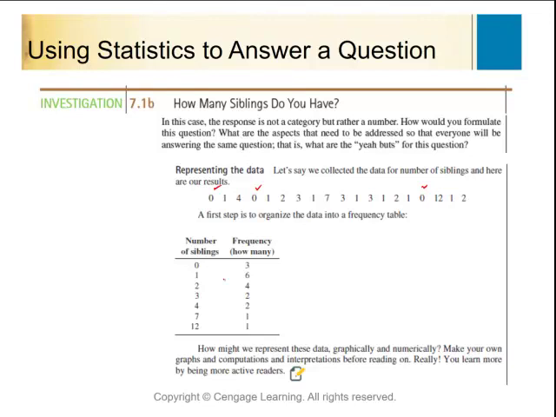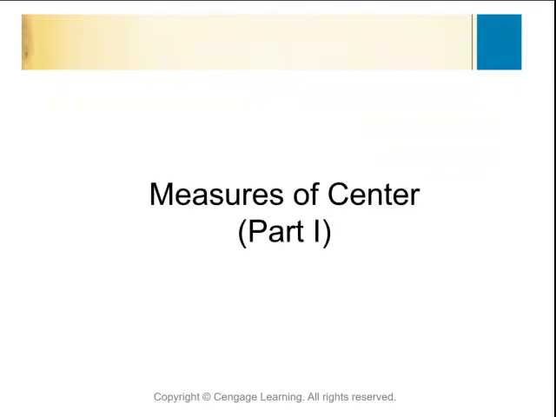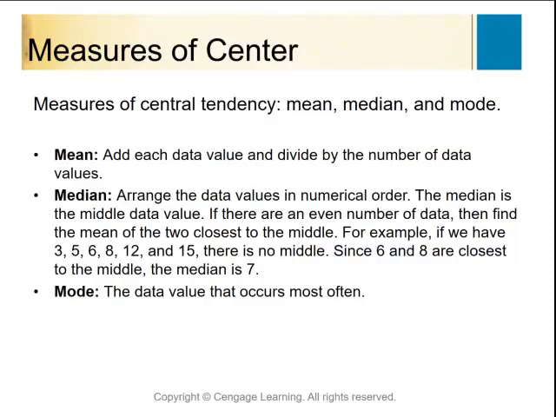Another thing you could do is a stem and leaf plot. This one doesn't really need a stem and leaf plot, but we'll find some data that does later on, and we'll do one of those as well. Now with this data, we can talk about mean, median, and mode. Those are all measures of center. And these are the definitions for our mean, median, and mode.